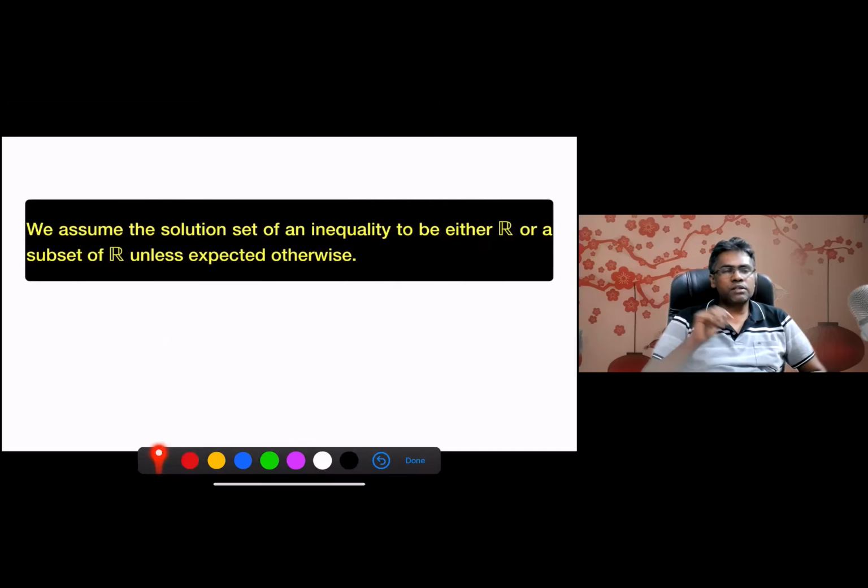Okay, now another thing, whenever in any problem, if they don't mention anything about what values they're expecting, we always assume that x is either the real number set, x belongs to the real number set, or a subset of real numbers. Okay.